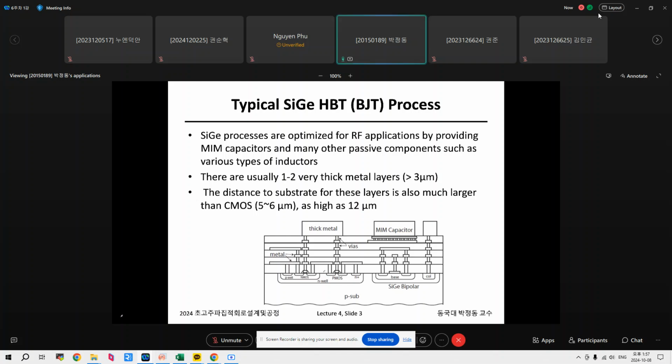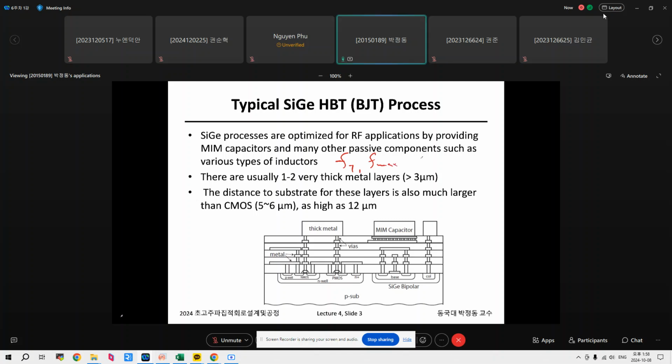Let's consider silicon germanium process. Okay. Recently, silicon germanium process has been widely used since device characteristic in HBT is superior to that of MOSFET. Okay, especially RF performance is much better. We consider RF performance. We evaluate the RF performance based on FT and Fmax.